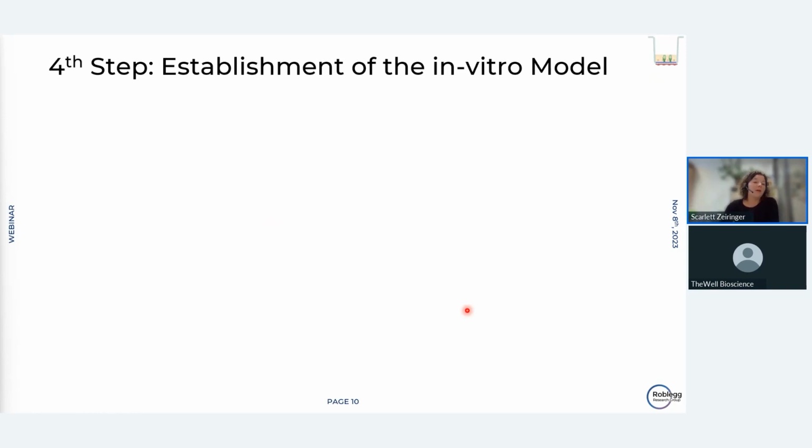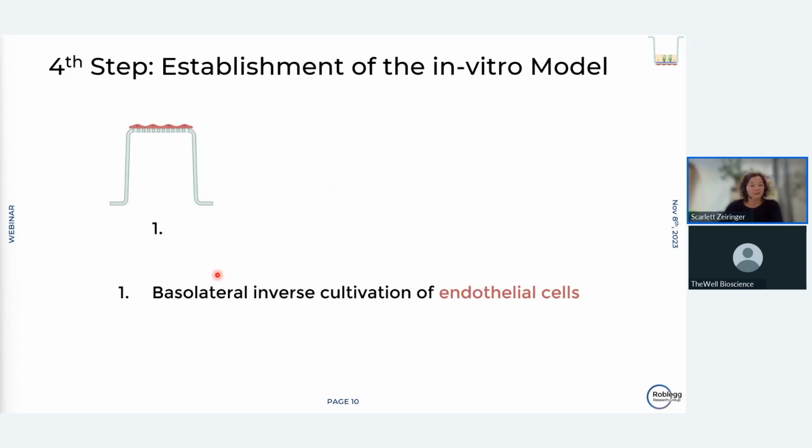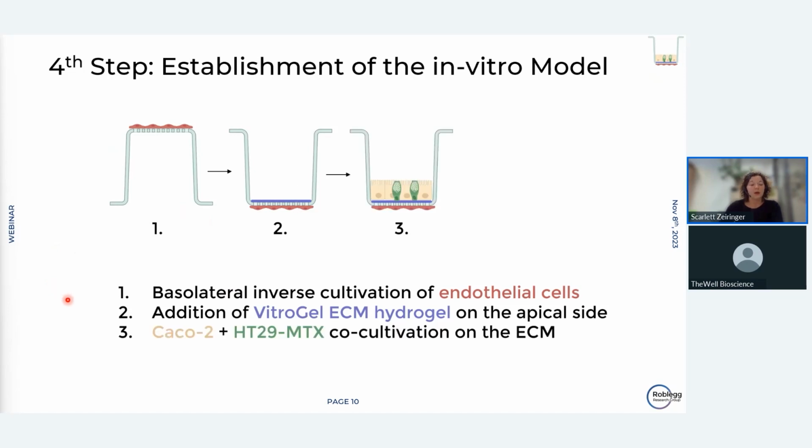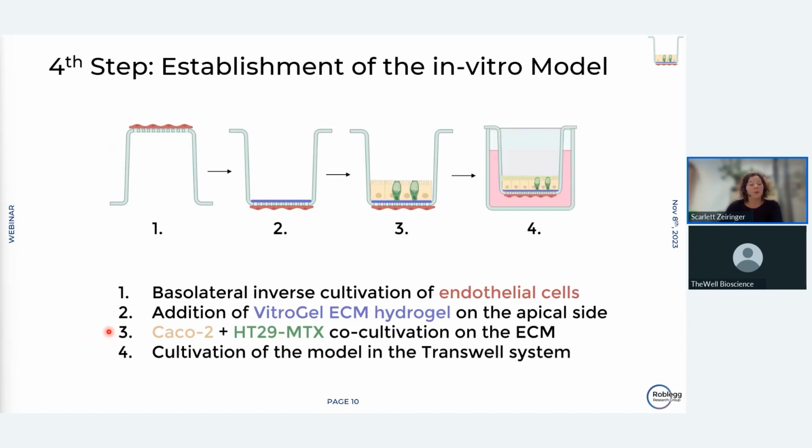Considering the above-mentioned steps and combining them, the in vitro model was established with the following layers. In the first step, we cultivated endothelial cells on the basolateral side via inverse cultivation. This enabled the addition of the VitroGel hydrogel system on the apical side, followed by seeding the co-culture of Caco-2 and HT29-MTX cells on the ECM hydrogel. This system was cultivated in the Transwell system for up to 2 weeks and fully characterized in the final steps.